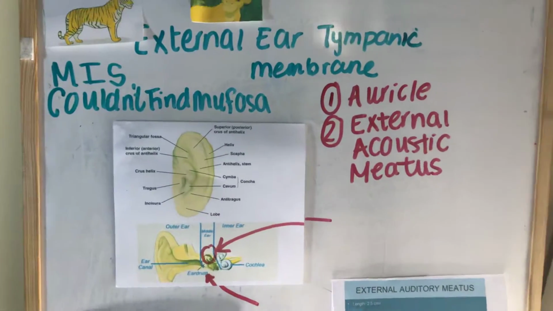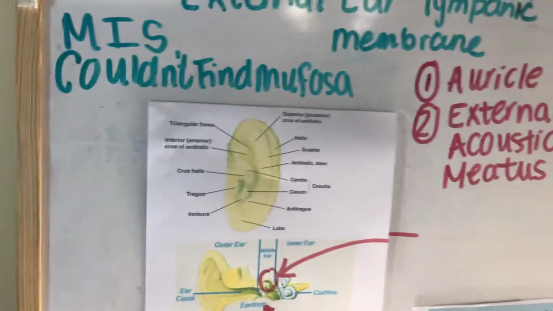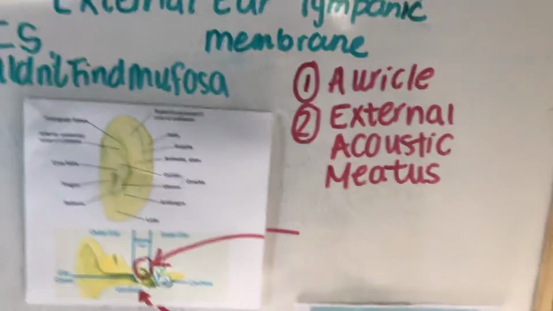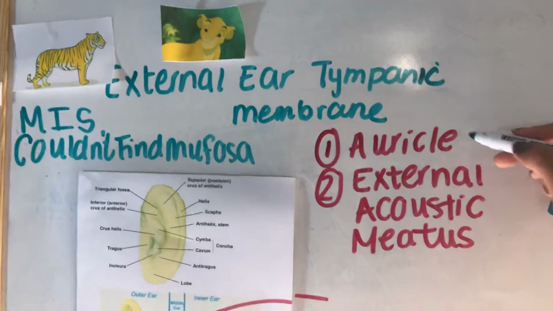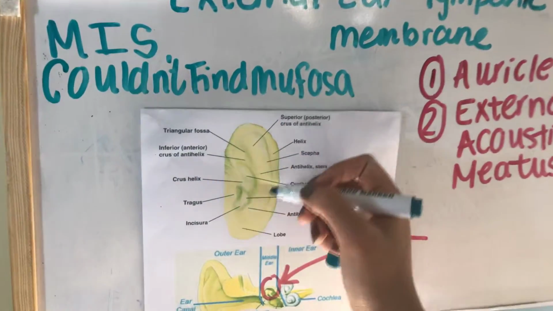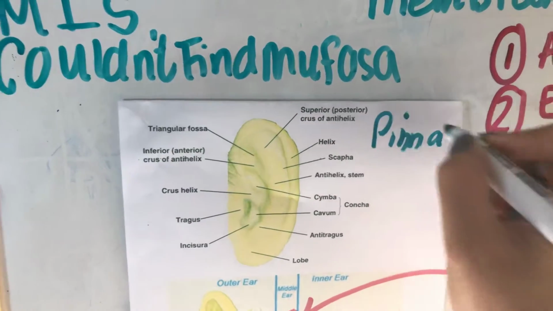And here, when you look at the external ear, and I'll come to that in a bit, the external ear is composed of the auricle and the external acoustic meatus. So it's composed of the auricle and the external acoustic meatus. This is the auricle, also known as the pinna.